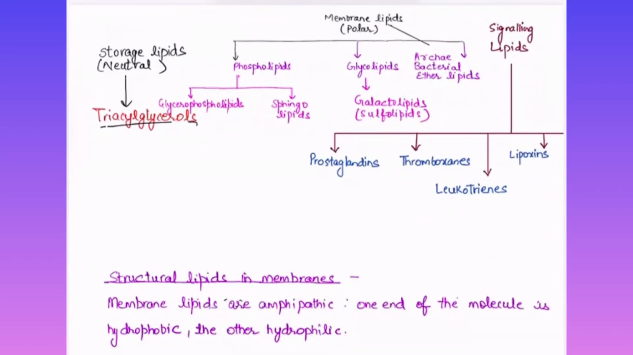In today's video, we are going to discuss types of lipids. There are three major classes of lipids: storage lipids, structural lipids, and signaling lipids. Storage lipids, first of all, are triacylglycerols. The major type of lipids found in our diet are triacylglycerols. They have a glycerol backbone along with three acyl groups.